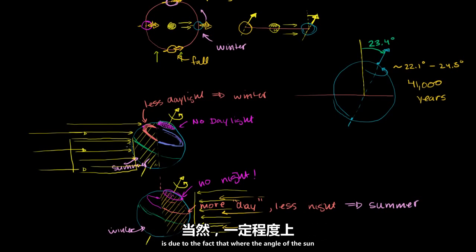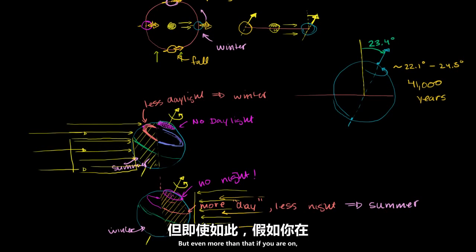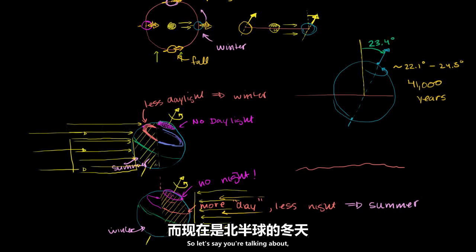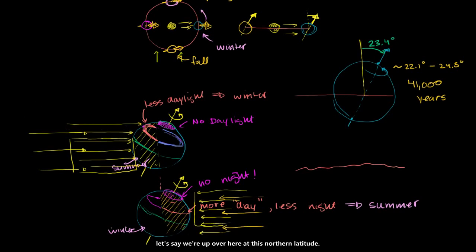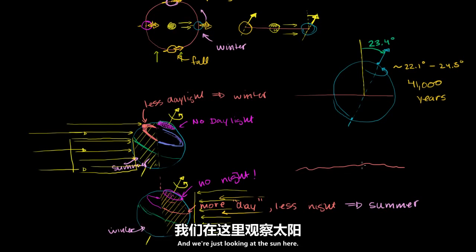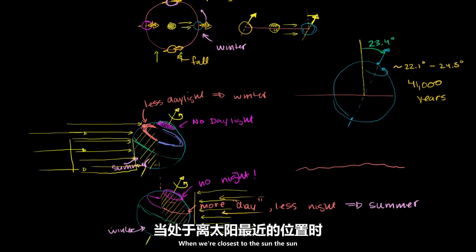And on top of that, what makes it even more extreme is the actual angle of the sun, and of course this is to some degree due to where you are on Earth relative to the horizon. But even more than that, let's say this is the land, and we're talking about the winter in the northern hemisphere. Let's say we're up over here at this northern latitude, just looking at the sun. Even when we are closest to the sun, it is not directly overhead. It's still pretty low on the horizon.